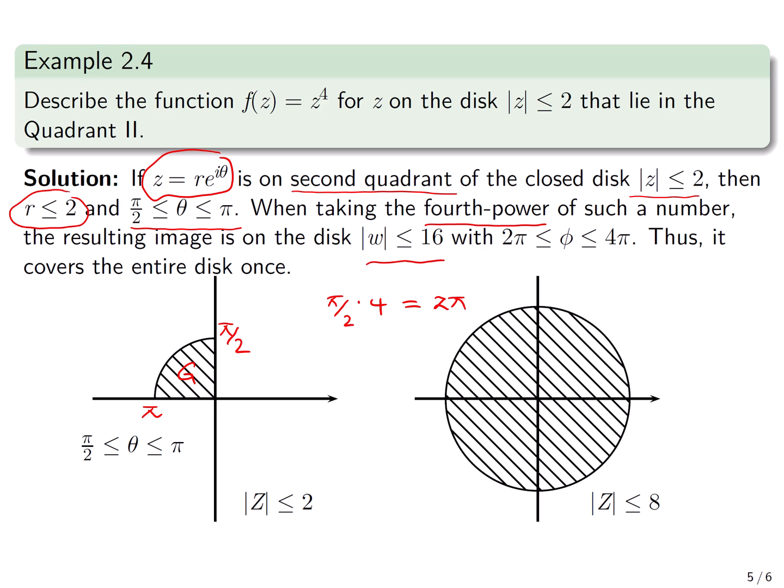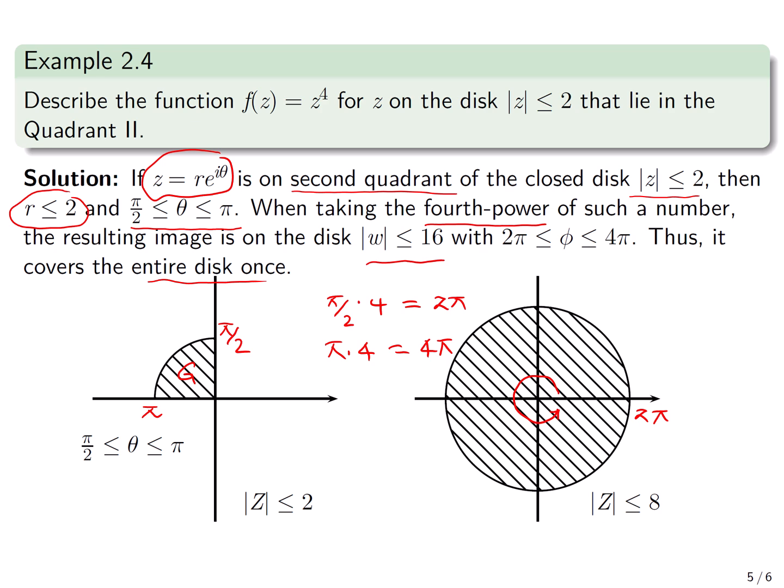So pi over 2 maps to 2 pi, and all the other values map to larger values, and pi, times 4, is 4 pi. So you get everything between 2 pi and 4 pi, which means it covers the entire disk. You can make an argument like that. If you get a problem like this, look at what happens to r and also what happens to theta, and you can see this maps the wedge, or the arc, onto the whole entire circle.